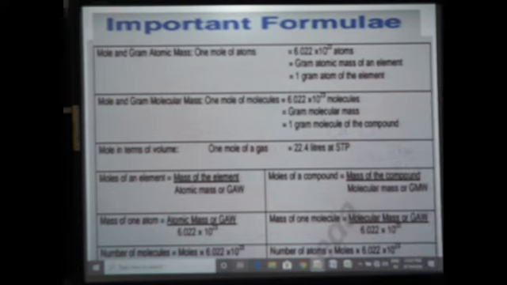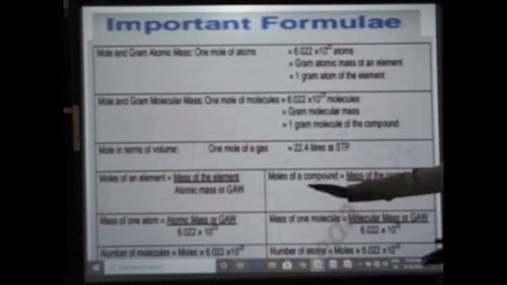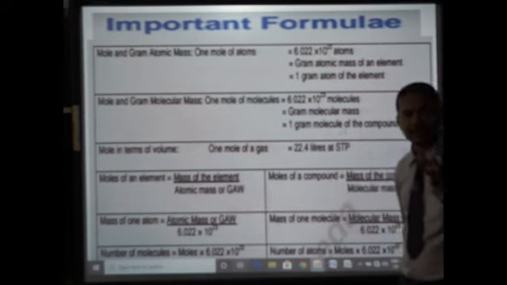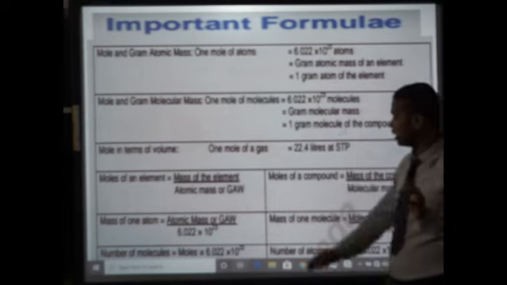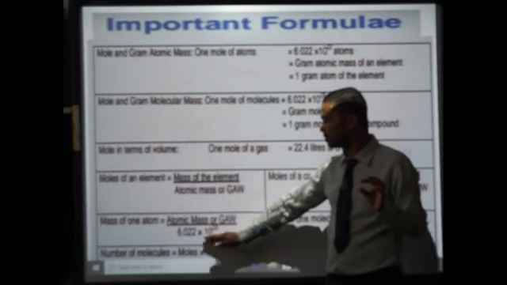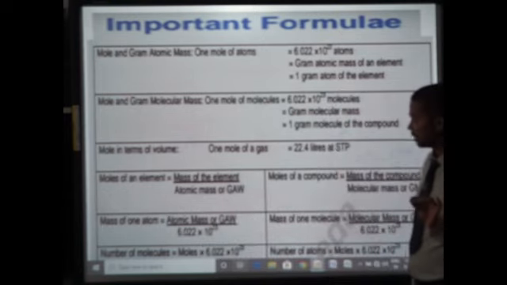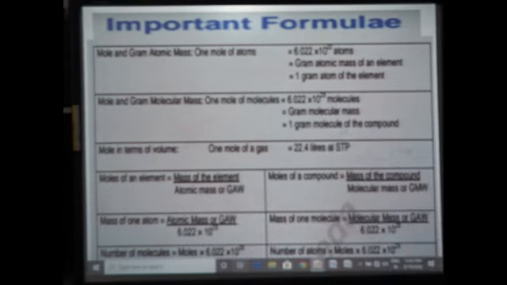Then moles of an element is equal to mass of the element divided by atomic mass, or GAW. Then moles of a compound is equal to mass of the compound divided by molecular mass. Then if you have to find mass of one atom, you can divide atomic mass by Avogadro number. Number of molecules is equal to moles into 6.022 into 10^23.